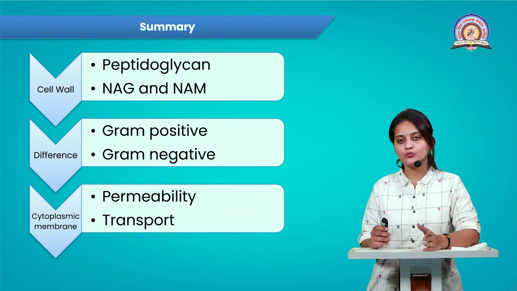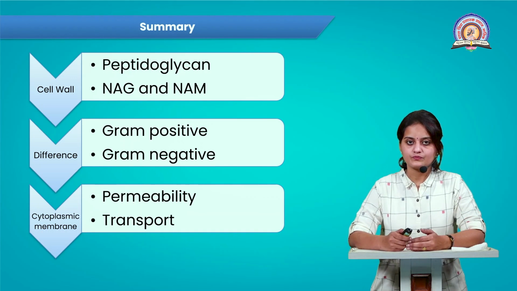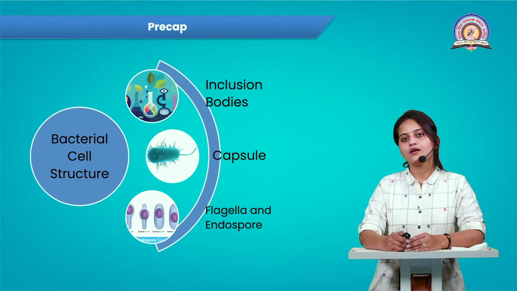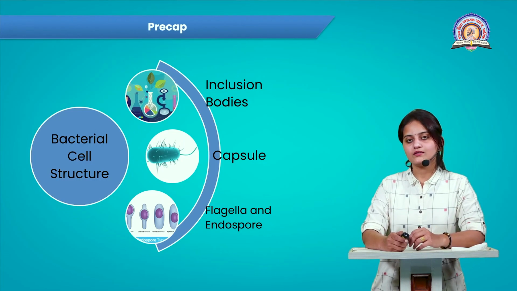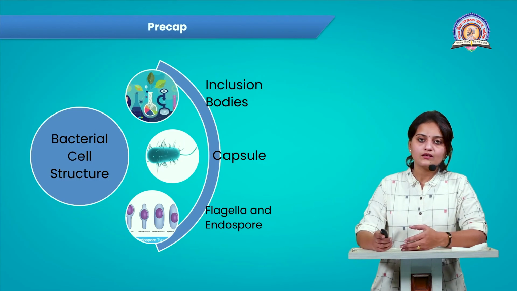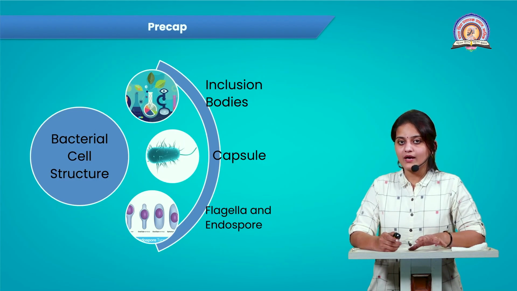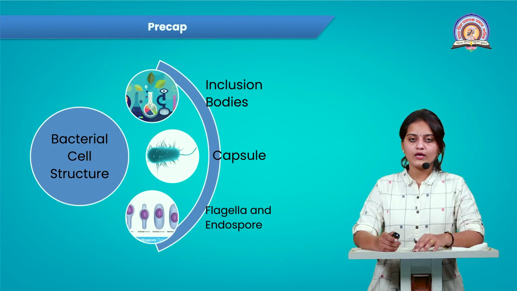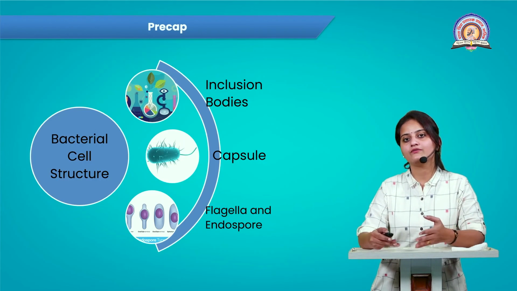I am expecting you to understand every concept from this lecture. In the next lecture, we are going to discuss the other parts of the bacterial cell. We will discuss the flagella as well as the endospore, the capsule, and the inclusion bodies present in the bacterial cell. They have their own functions. It is not necessary that every bacterium contains a capsule, flagella, or endospore. Okay. So depending upon such types of structures, bacteria are classified into various categories.